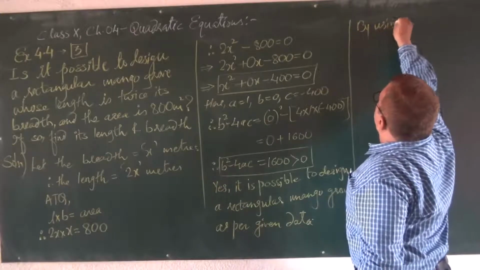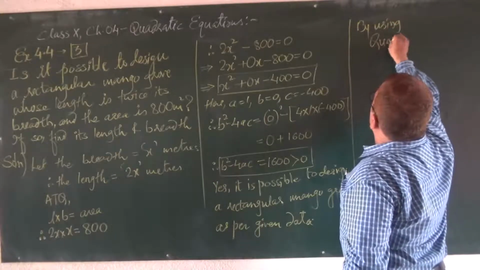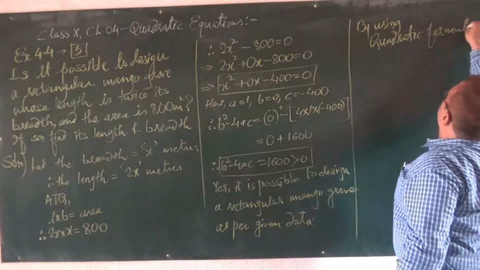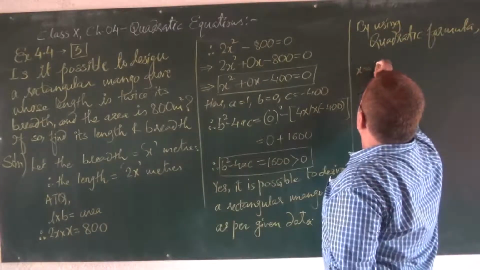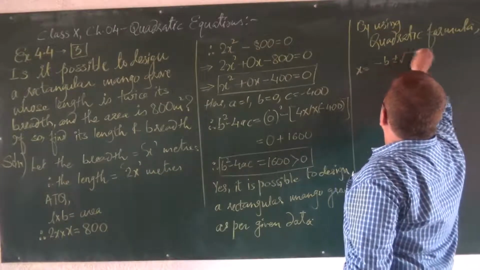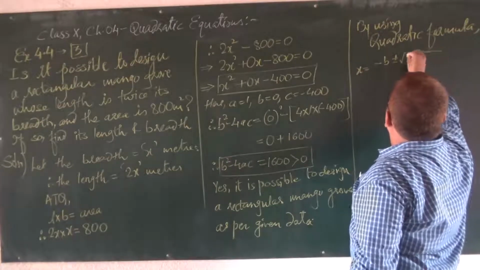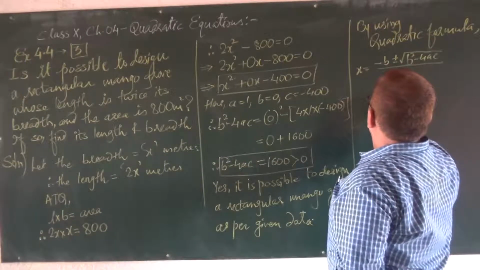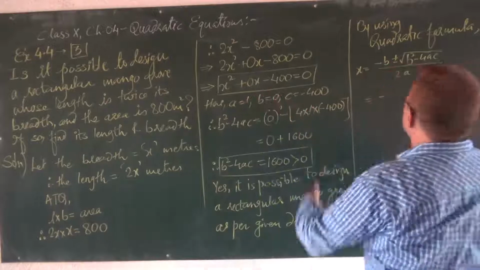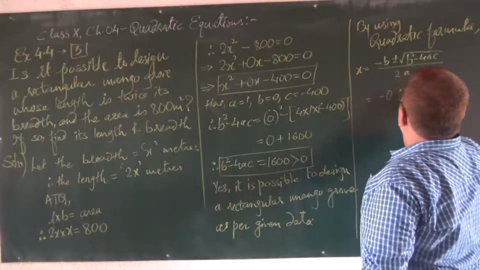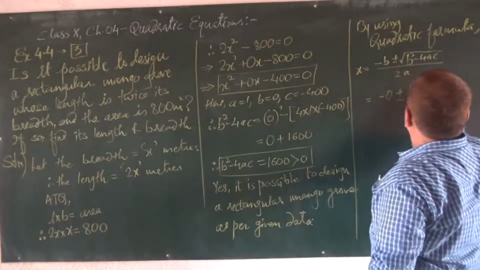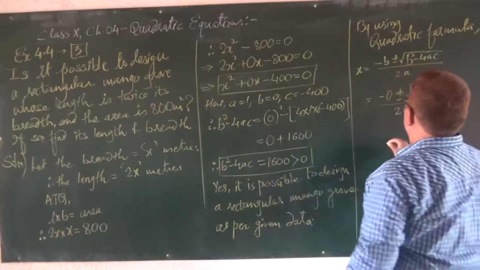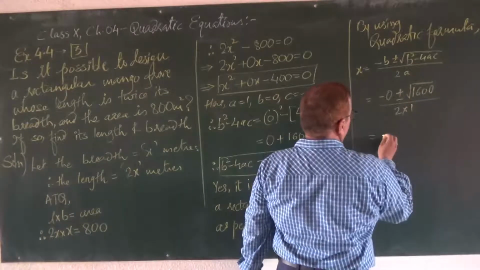by using the quadratic formula, what will we get? x is equal to minus b plus or minus under root b square minus 4ac, whole upon 2a. So minus, what is the value of b? b is 0, so it doesn't make any sense. So plus or minus, and what is the value of b square minus 4ac? It is 1600, whole upon 2 into a. What is the value of a? a is 1. So 0 will remove it, plus or minus.